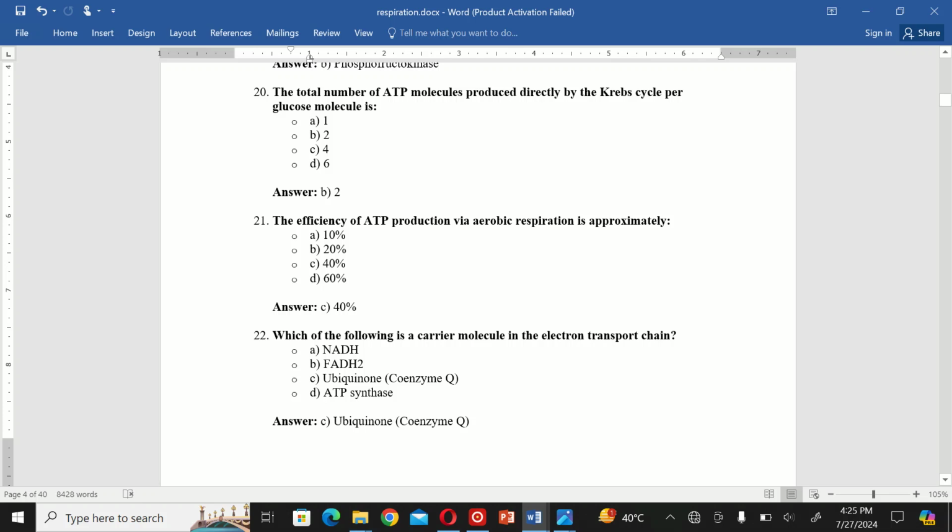The next MCQ is: the total number of ATP molecules produced directly by the Krebs cycle per glucose molecule is A. 1, B. 2, C. 4, D. 6. So the correct option is B.